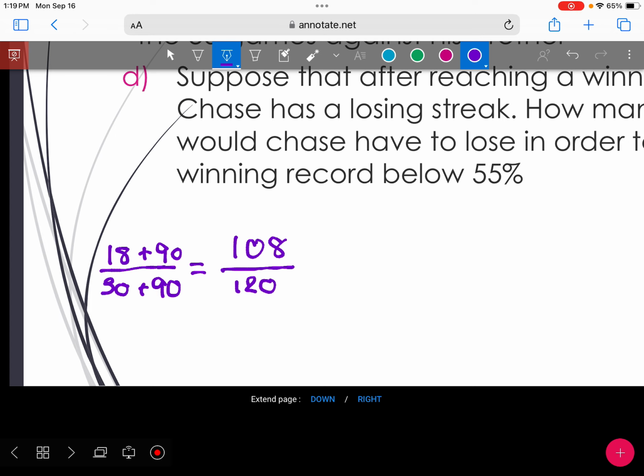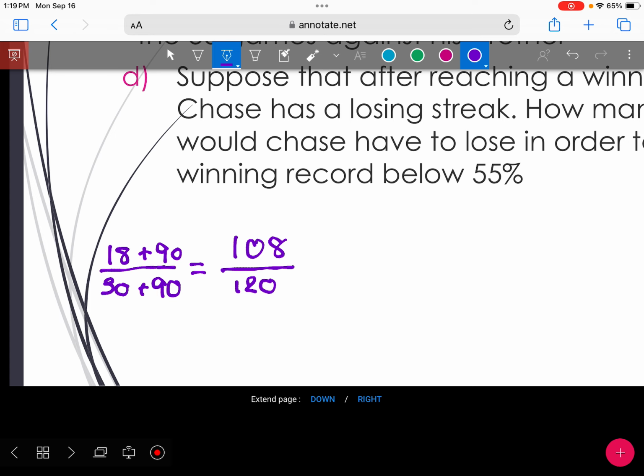I like the instinct, but does losing a game mean he unwins something? Would it take anything away from his wins? No, it won't take away a G from the top. What is the only place that's going to make a difference? If they play one more game and he loses, what'll be on the top? 108. And on the bottom? 121.